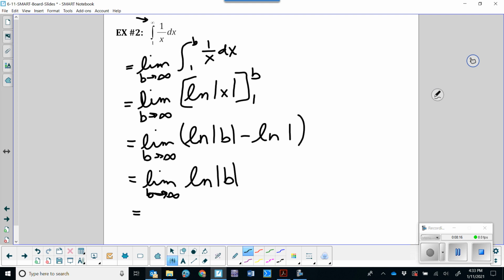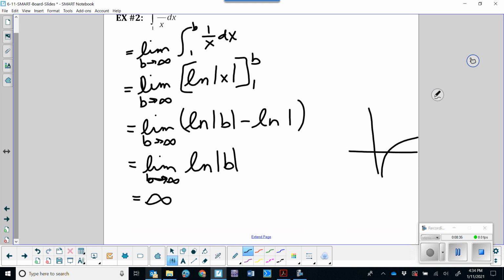Well, now that I've simplified everything, now I can actually take the limit, which means that I basically plug in infinity. So I have ln of infinity. Well, ln of infinity, so we think about the natural log function. Remember, this is why you need to know what they look like. So here's the natural log function. It is going to keep increasing as I go to infinity, so this answer is infinity. Well, what that means is, therefore, the integral from 1 to infinity of 1 over x dx diverges. That's what we found. So sometimes your question will simply be, does it converge or diverge? So here's that answer. It diverges. Okay? So that's how we handle it.